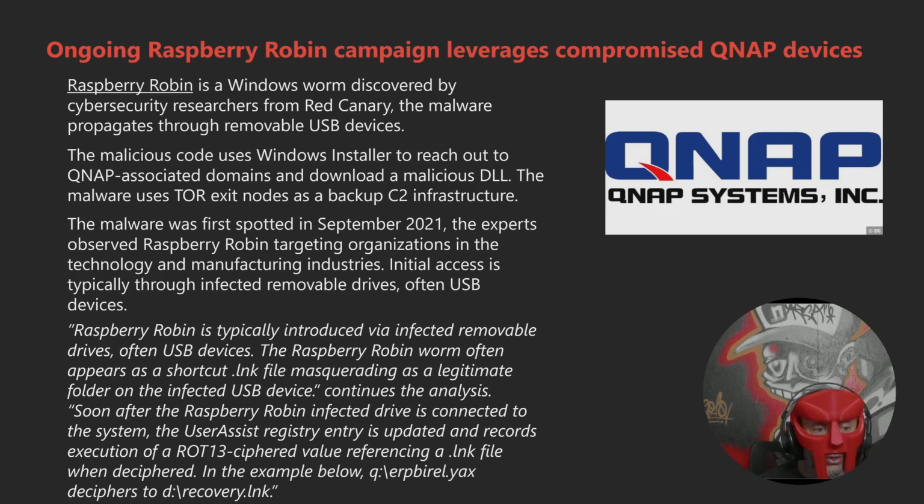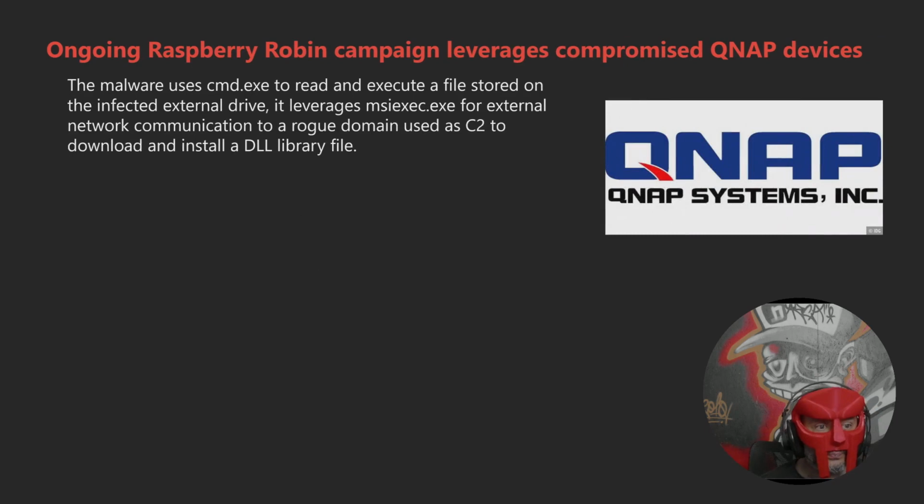Continues the analysis. Soon after the Raspberry Robin infected drive is connected to the system, the UserAssist registry entry is updated and records execution of the ROT13 ciphered value, referencing a link file when deciphered. In the example, there is a erpbiral.ex, which deciphers to recovery.link. The malware uses cmd.exe to read and execute a file stored on the infected external drive.